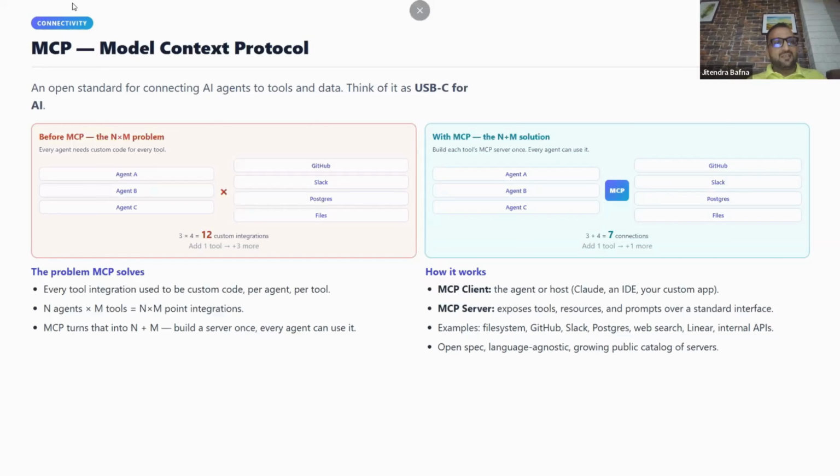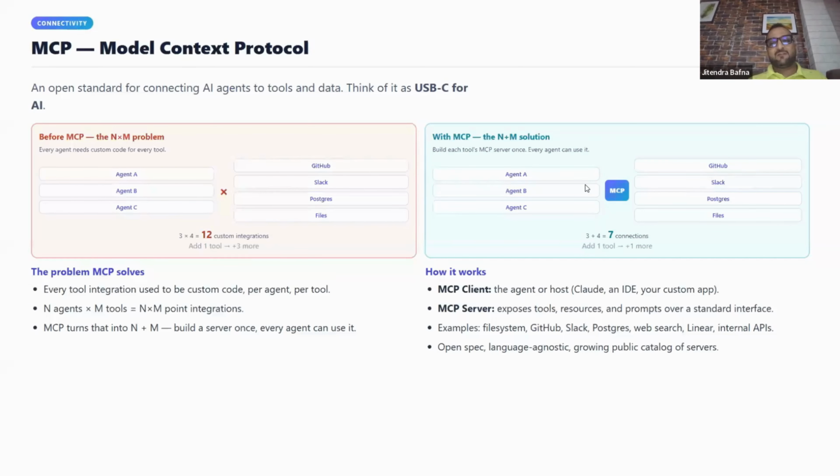So here, if you don't have an MCP, you have agent A, agent B, agent C, and each agent wants to talk with GitHub, Slack, Postgres and the file system. So agent A has to make 4 connections, agent B has to make 4 connections, agent C has to make 4 connections, right? It's almost like 3 times 4, 12 integrations basically.